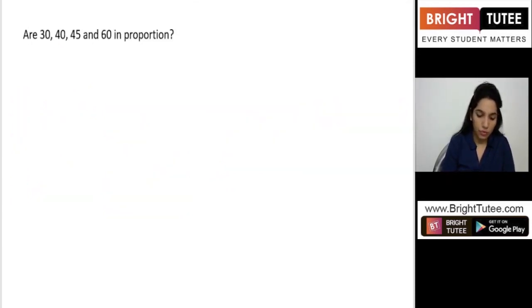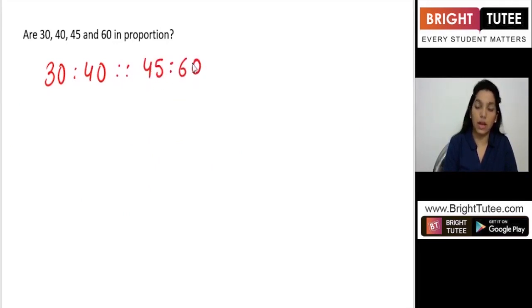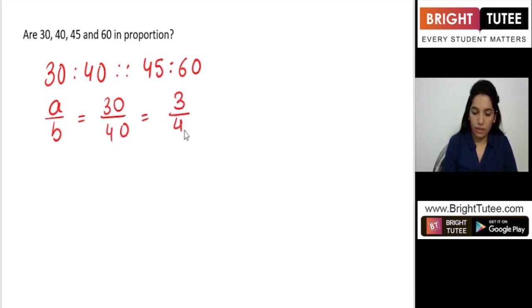Okay. Now moving to the next question. Are 30, 40, 45 and 60 in proportion or not? So here let us find for 30 is to 40 whether this is in proportion with 45 and 60. Okay. So let us first find what is A over B. It is 30 over 40. And if we simplify it, we get 3 over 4. The other one is C over D, that is 45 over 60.